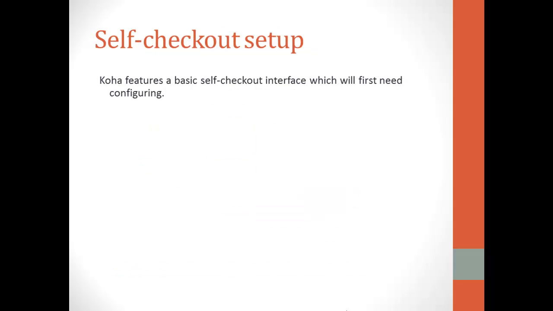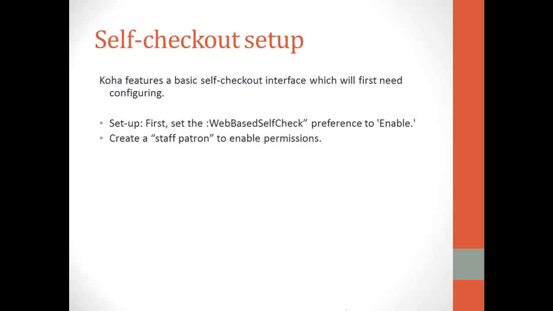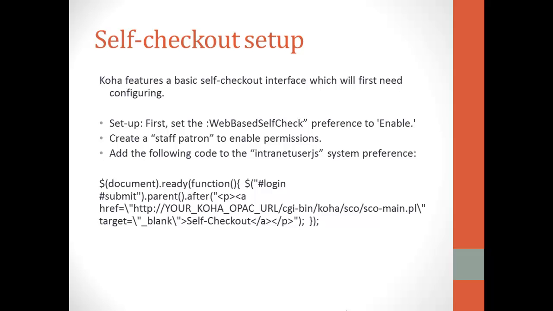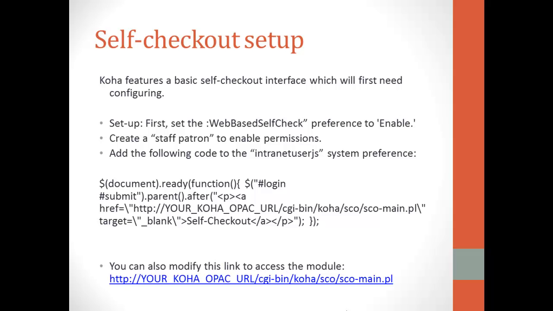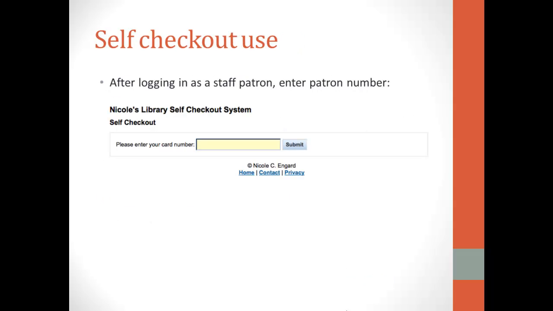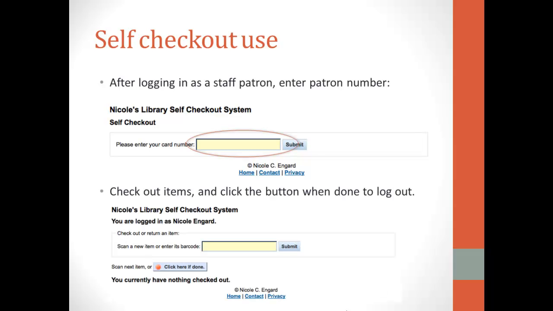Koha features a basic self-checkout interface, which will first need configuring. To set up, first, set the web-based self-check preference to enable. Create a staff patron to enable permissions. Add the following to the intranet user JS system preference. You can also modify this link to access the module. After logging in as a staff patron, enter the patron number. Check out items and click the button when done to log out.